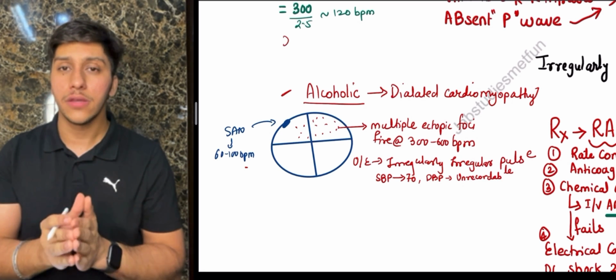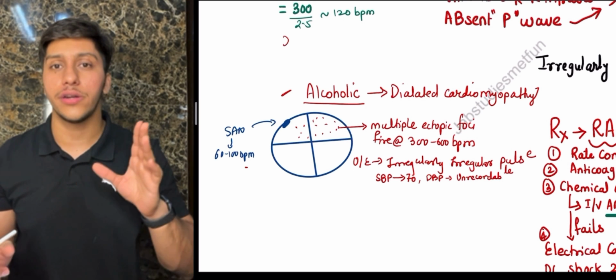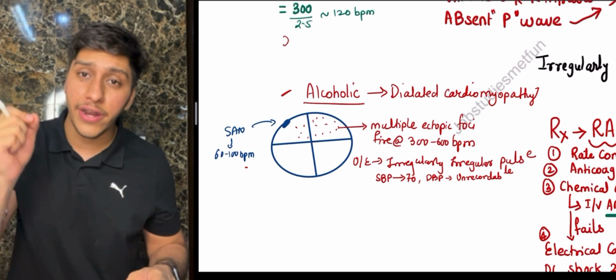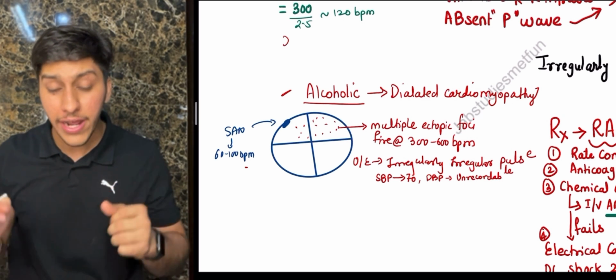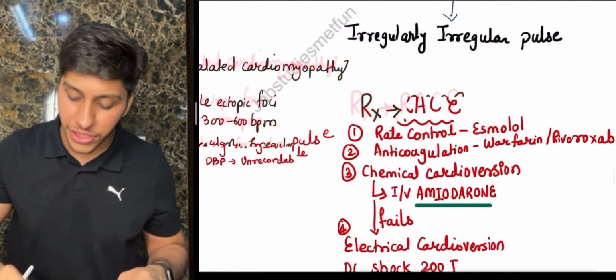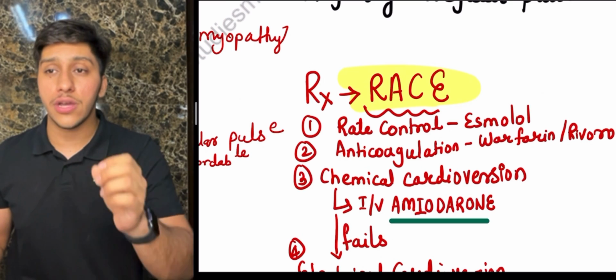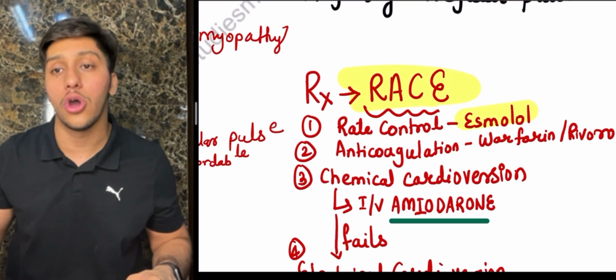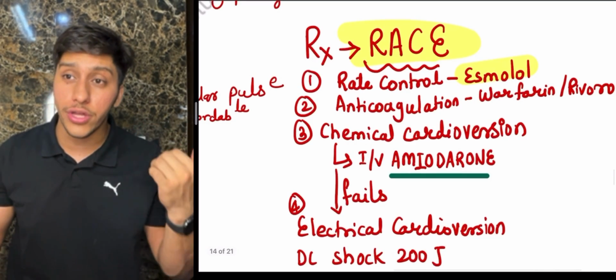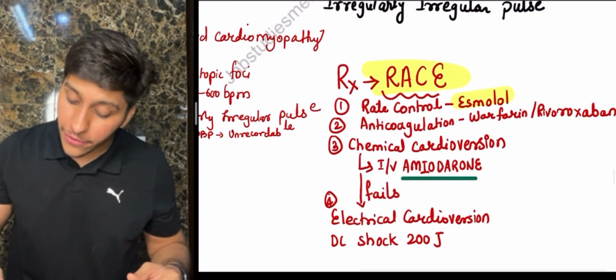The management: atrial fibrillation is a very dangerous condition, so there is a race to treatment. Okay, you have to race quickly for the treatment. The mnemonic for the treatment is RACE, where R stands for rate control. You will be using a fast acting beta blocker, that is esmolol. You will be giving anticoagulants for the clots, which will be warfarin and rivaroxaban.